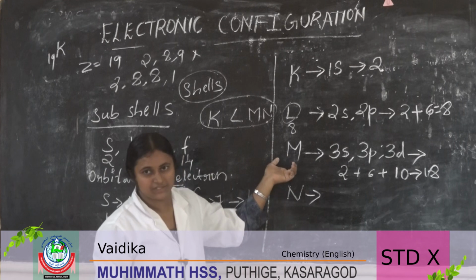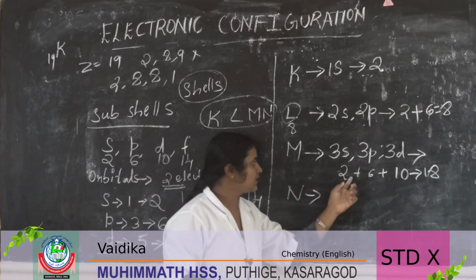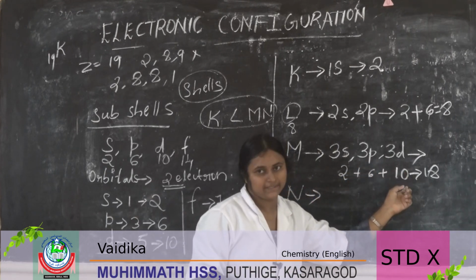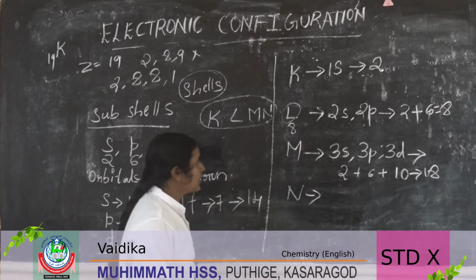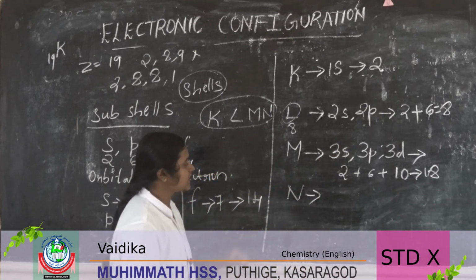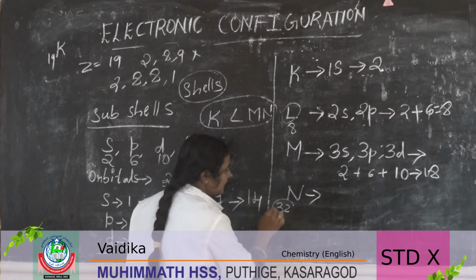In the M shell, 18 electrons are there, no? So in the 3s2, 3p6, 3d10, so total 18. So in the N shell, how many electrons are there? It will be 32, right?